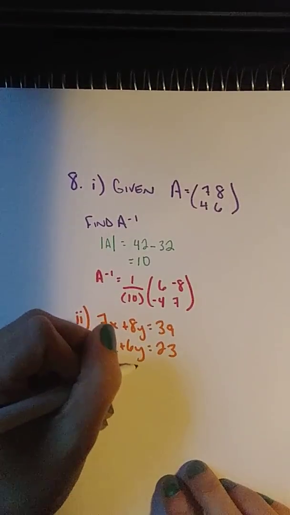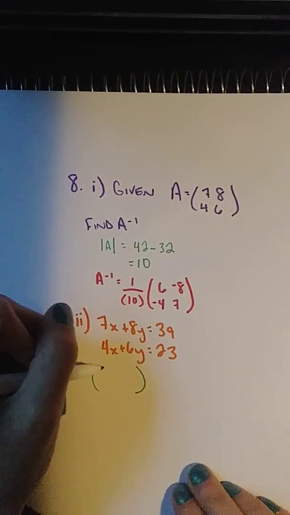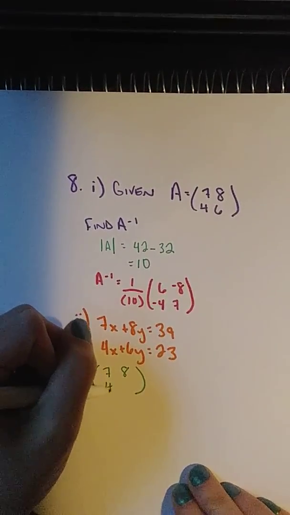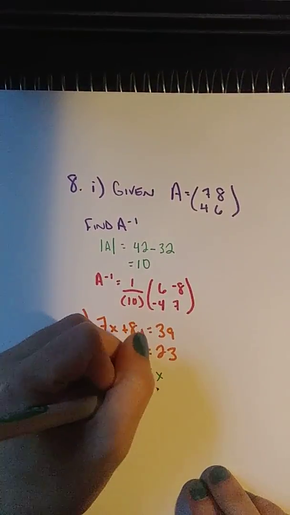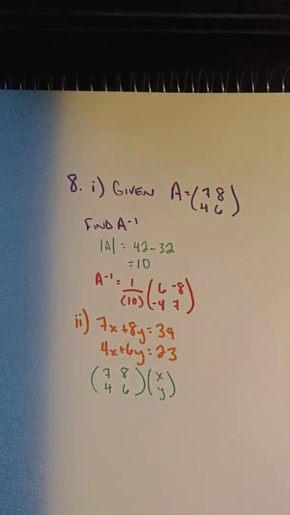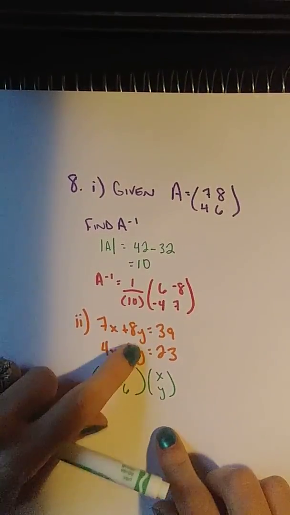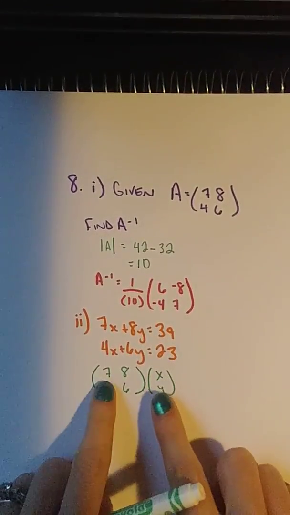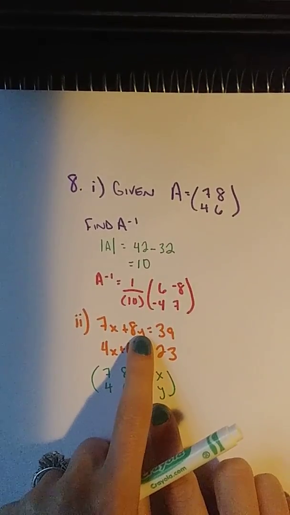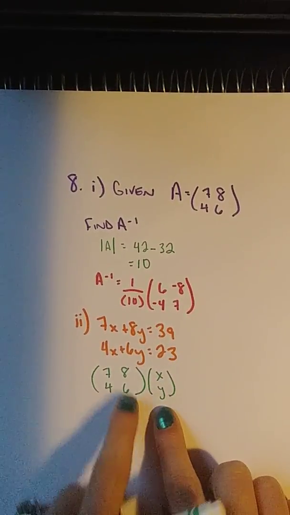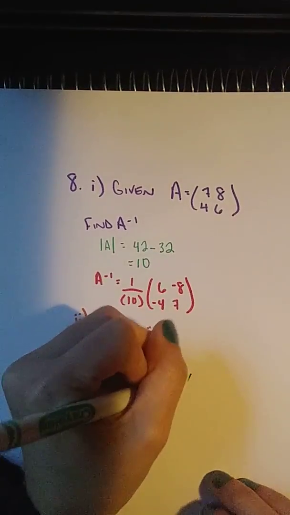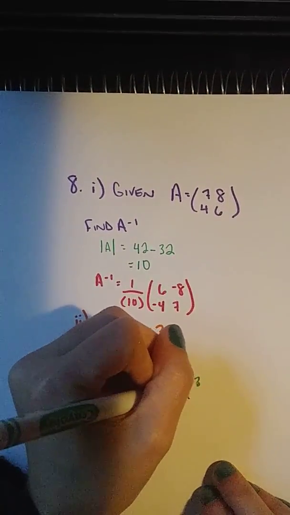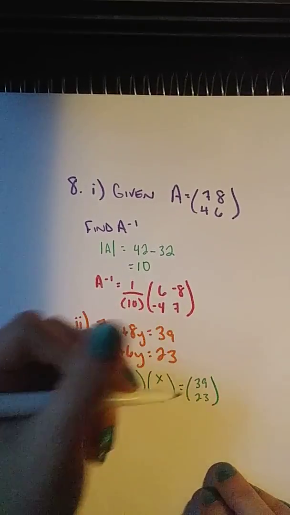So I'm going to go ahead and take all of the coefficients from these equations, 7, 8, 4, and 6, and those are being multiplied by the variables x and y. So my x's were lined up, my y's were lined up, so now when I multiply these matrices together, 7x plus 8y, that's what I've got, and 4x plus 6y, that's what I've got here. So this works perfectly, and these equal the matrix on the right. We have 39 and 23.